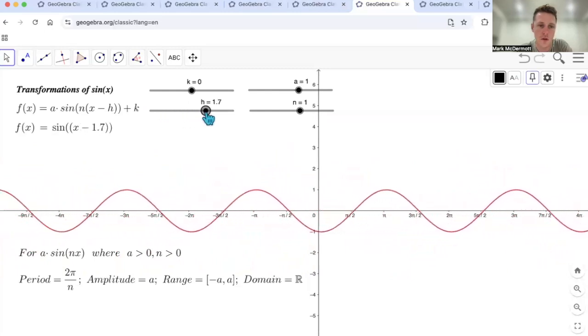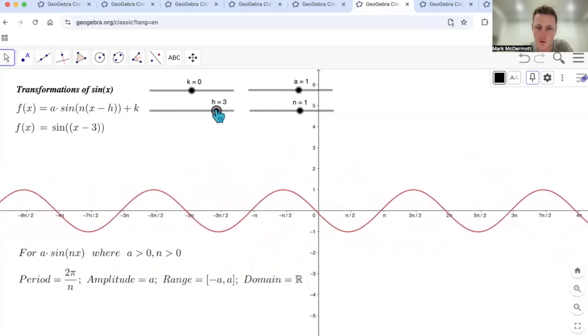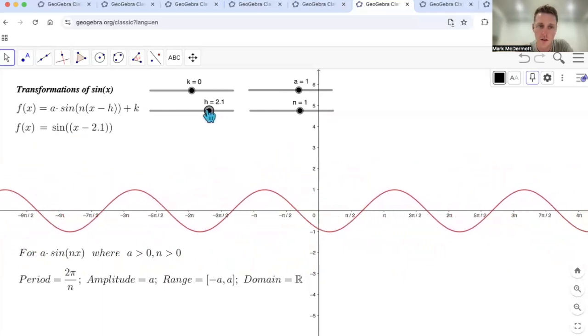Okay, if h is positive, so let's say positive 2, you'll notice it says x minus 2 inside the general form. That's moving everything to the right. It's a bit hard to see with the sine graph, but everything here is moving to the right.